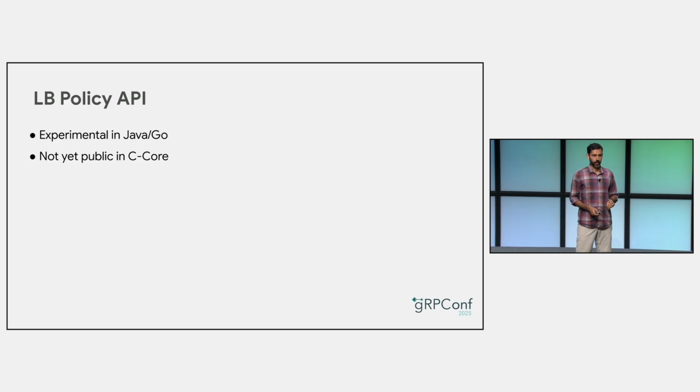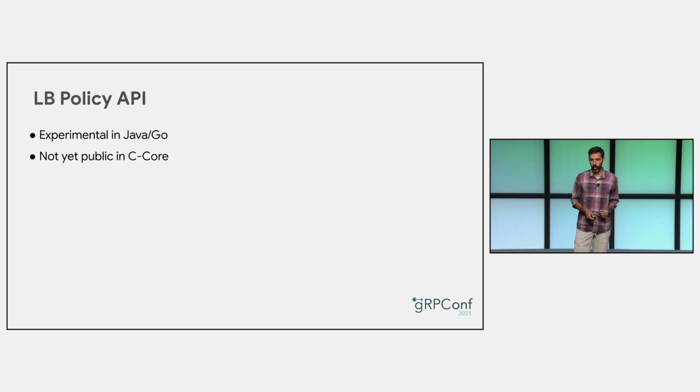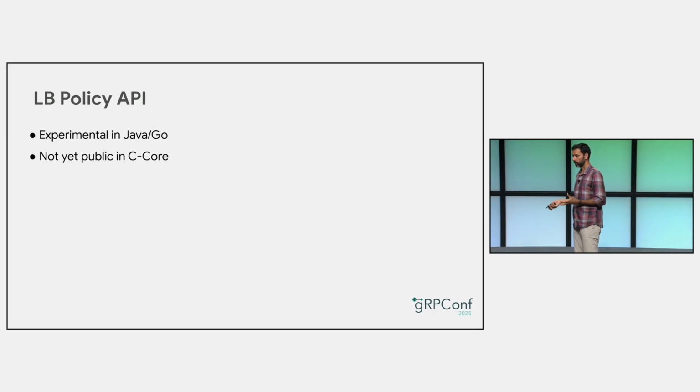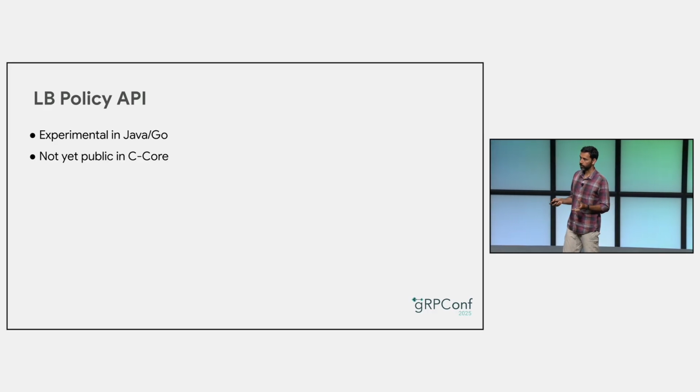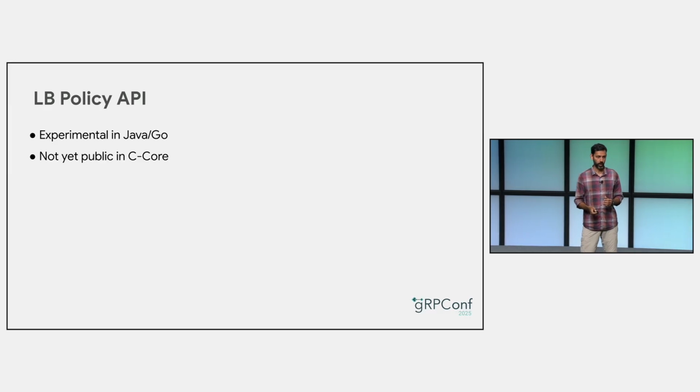Cool. So let's finally look at the API. But before we do that, it's important to know that the API is experimental in Java and Go, and it's not yet public in C Core, although we're working towards that.